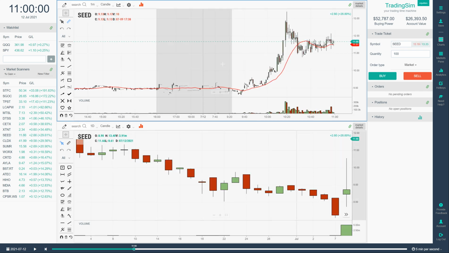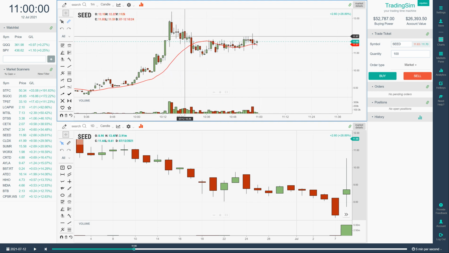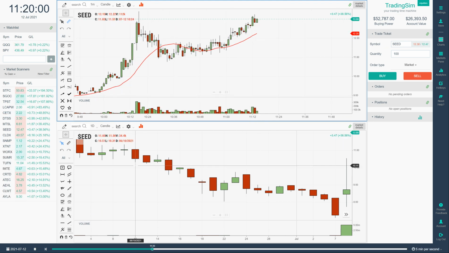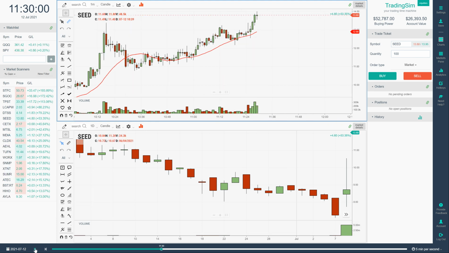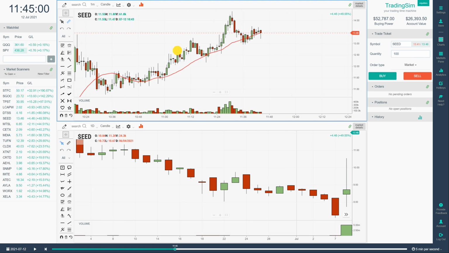SEED, here we go. Notice how we've had a big run by 10 o'clock. It's pulling back, but it's not quite breaking down. Then you can hit the replay button. I've got this going at 5 minutes per second so that it saves us a little bit of time. You can do it in real time if you want. But here we go, let's analyze this.